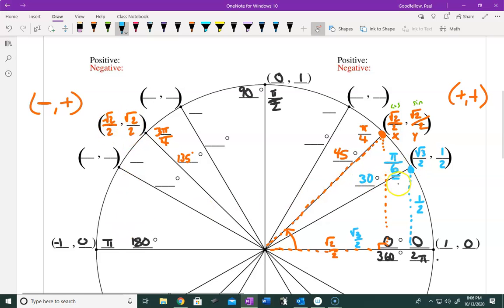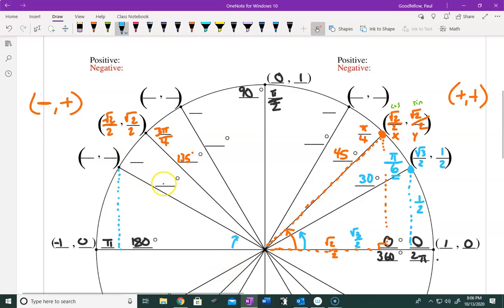Well, every pi over 6 angle, which has a 30-degree reference angle, is going to have the exact same coordinates, but it's just going to change signs as it goes into the next quadrant. Now, what I mean by reference angle is that this one is going to be the pi over 6 reference angle, exactly the same size, the little guy that's the same size to the x-axis.